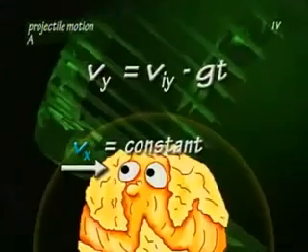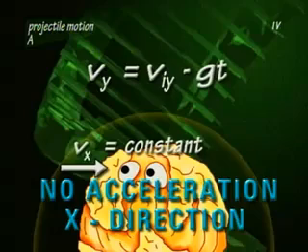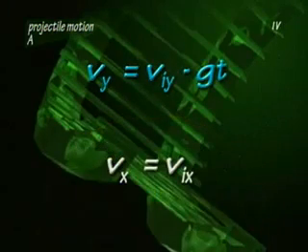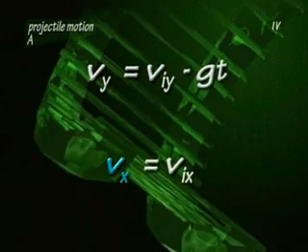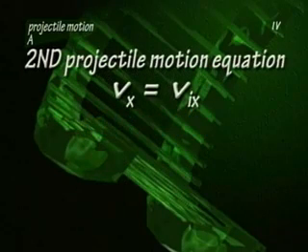Got it? Now, the horizontal velocity stays the same during the flight because there's no acceleration in the x direction, only in the y direction. That's why in the first equation, we don't worry about the x component of velocity, because v sub x equals the initial velocity in the x direction, v sub ix, all the time. And that's our second projectile motion equation: v sub x equals v sub ix.